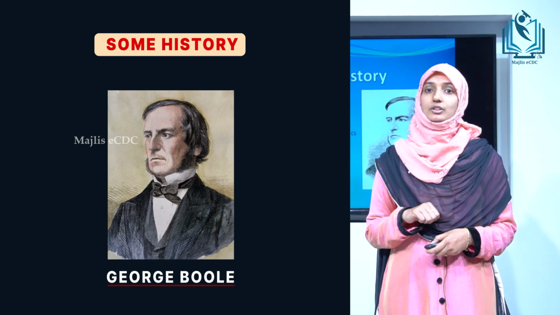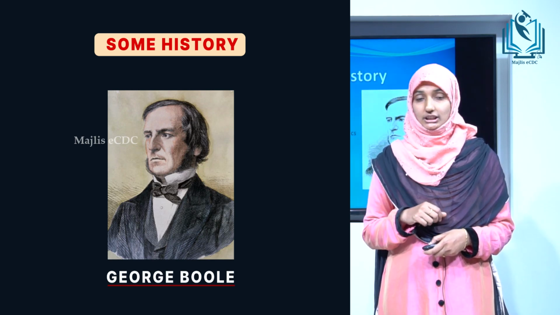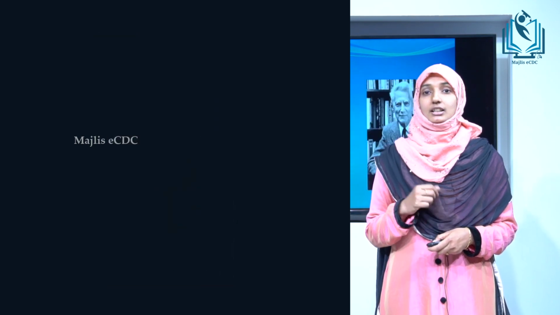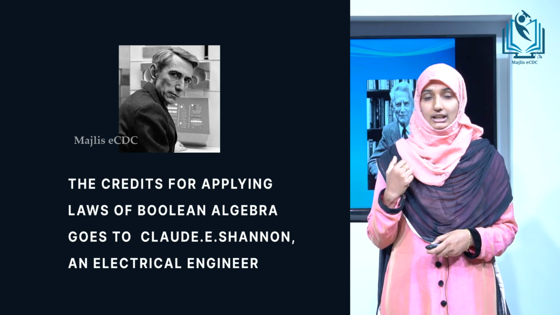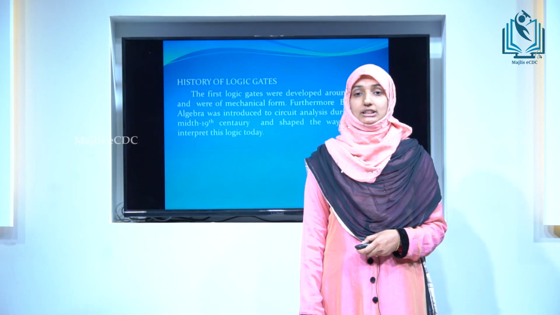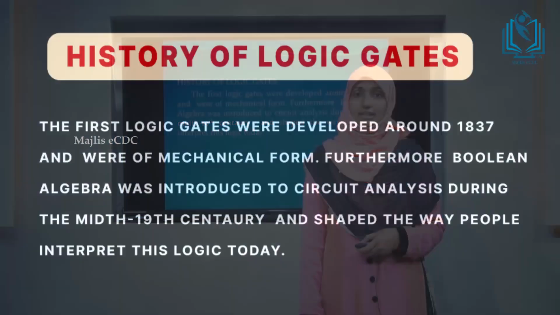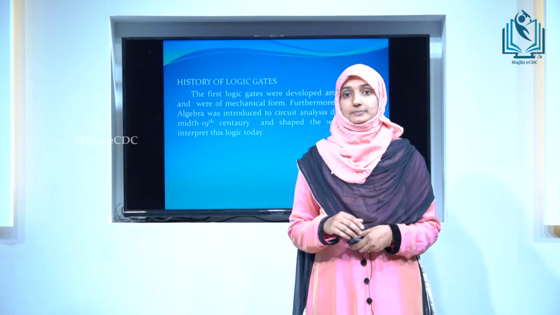George Boole was the inventor of Boolean algebra, and he brought some logic into mathematics. The credit for applying laws to Boolean algebra goes to Claude E. Shannon, an electrical engineer. The first logic gates were developed around 1837 and were of the mechanical form. Furthermore, Boolean algebra was introduced to circuit-based analysis and shaped the way people interpret logic today.